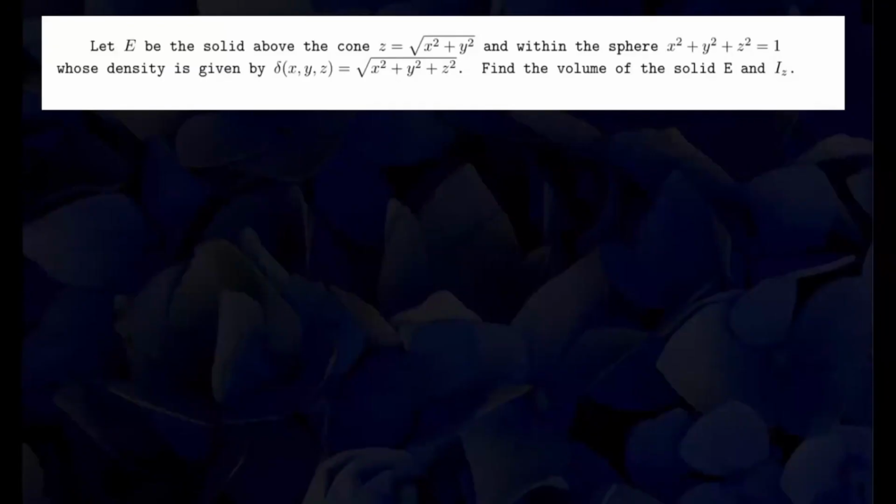So now let's see if we can set up the triple integrals for this particular solid. E is going to be the solid above this cone within the sphere of radius 1, whose density is given by this formula, and we want to compute the volume of this solid E and Iz. That will be the second moment of mass about the z-axis. Let's go ahead and set it up.